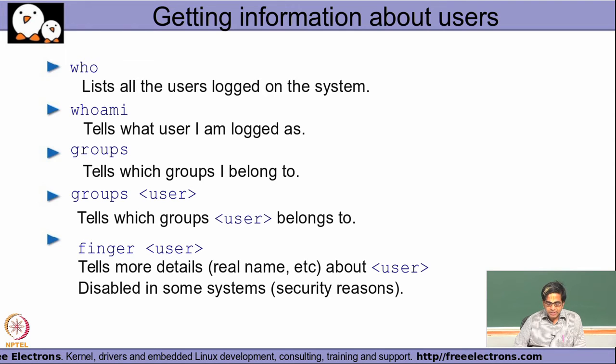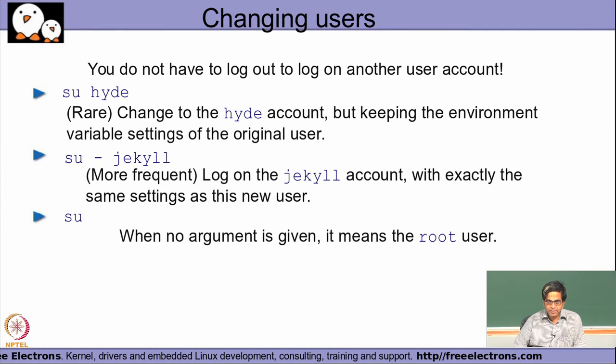Whoever is running the command called groups, the groups that particular user belongs to will be reported by this command. If I give a particular username as an argument to groups, it will tell me which groups that particular user belongs to. The finger command will give me details about that particular user, and in quite a few systems for security reasons you will find that this finger command is disabled. If I have a requirement to change from one user to another user, there is a command called su, which stands for switch user, but that is rarely used, for a simple reason that it is not very secure.